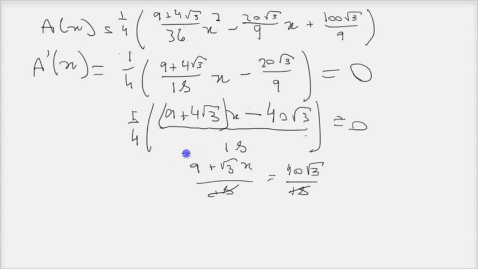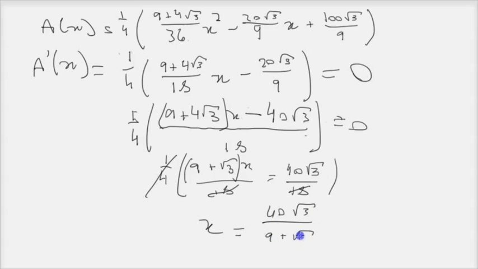Oh, and both sides are still multiplied by 1/4. And actually, yes, that 4 also would end up canceling out on both sides, so we can ignore that. And then we can divide down that coefficient over here, and we will get x equals 40 root 3 over 9 plus 4 root 3. And that is the one extreme value.